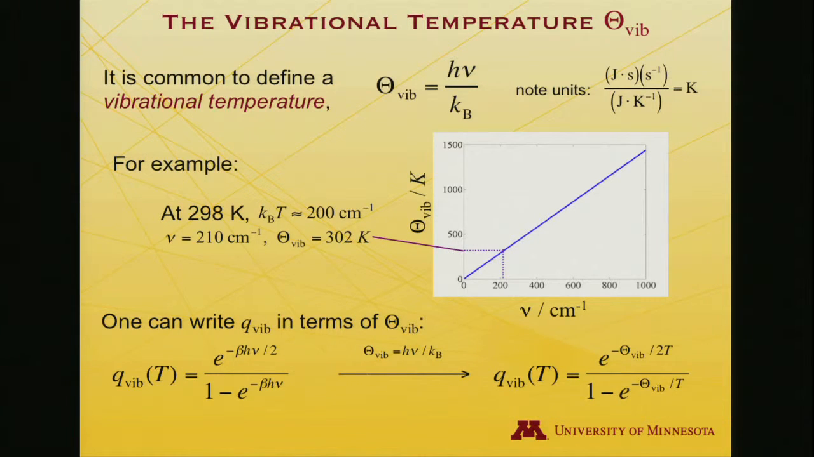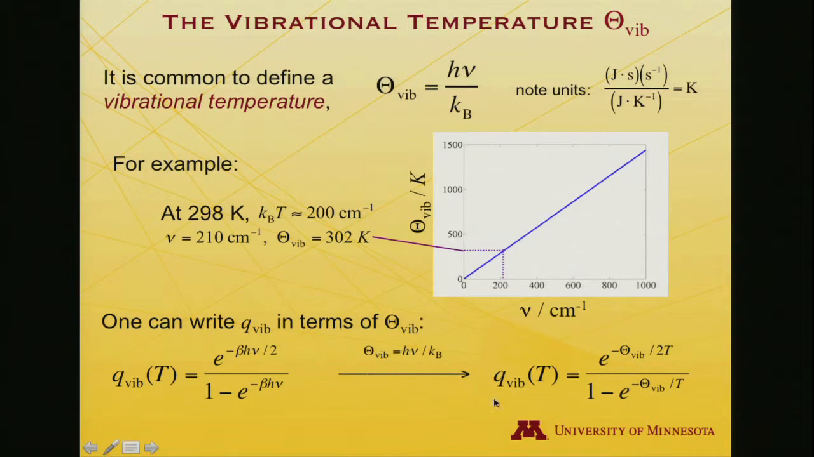And the reason that's moderately convenient is it lets us write the vibrational partition function in a slightly less imposing form. So instead of e to the minus beta h nu over 2, all divided by quantity 1 minus e to the minus beta h nu, well, everywhere that h nu divided by Boltzmann's constant, so remember, Boltzmann's constant is hiding in beta. Beta is 1 over kT. So here's an h nu over k. All that's left is the 1 over T.